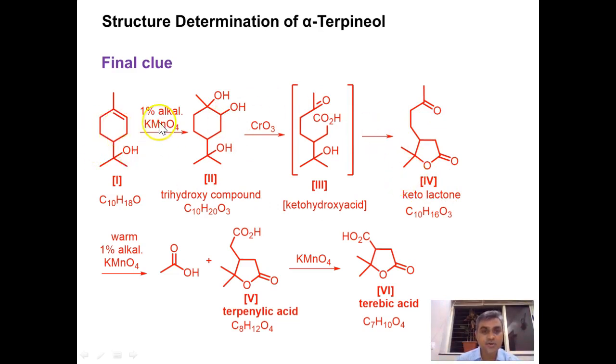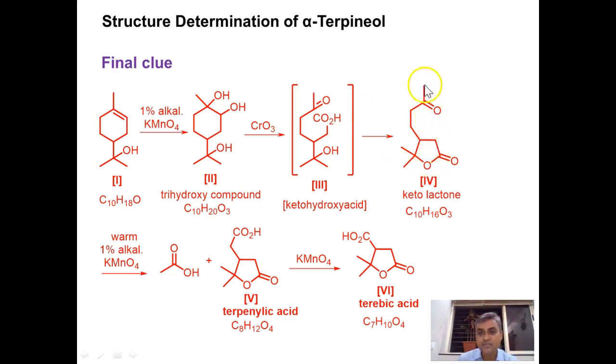So alpha terpineol on 1% alkaline KMnO4, we have seen, forms a trihydroxy compound. One OH group is already here, so we get a dihydroxylation of this double bond and we get a trihydroxy compound. On CrO3 oxidation, this remains intact, but this diol undergoes cleavage and we get a keto carboxylic acid, and as soon as this acid is formed, it is trapped by this hydroxyl group to form the lactone.